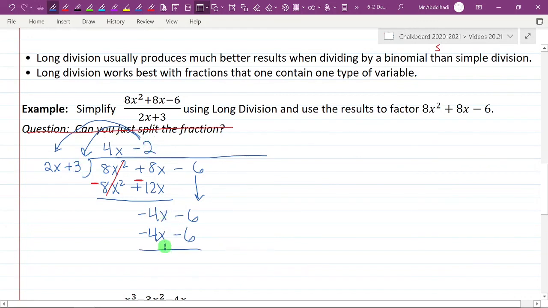Now subtract. Well, when you subtract, you're just changing the sign on the bottom. So this becomes a plus 4x, this becomes a plus 6x. This becomes 0, and this becomes 0, and you have no remainder. So you're done. The answer is 4x minus 2.